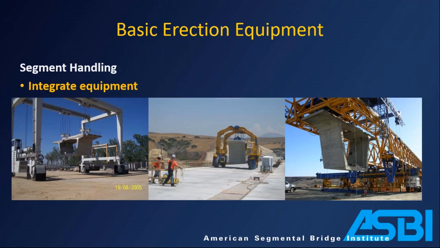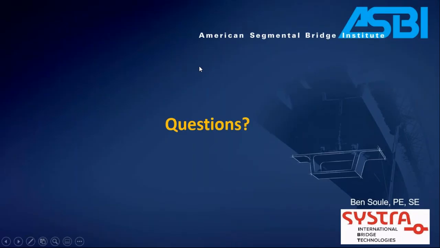These are 3 pictures from the same project. On the left, you have the casting yard, the segments being moved. In the middle, you have the transporter that was used on site. And then on the right, you have the erection gantry, which is also picking them up with a winch and taking them to the tip of the cantilever. So 3 different picks. You want to make sure things are integrated and sort of interoperable with the ways that you're going to pick up and handle and transport things. Something worth thinking through. So that is it.